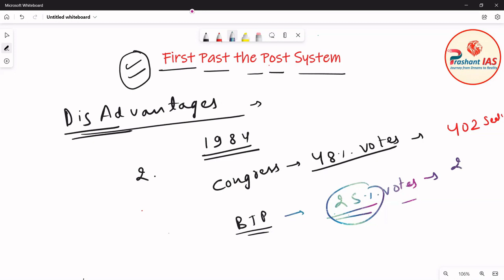Now what does it mean? Here Congress has over 74% seats with only 48% votes, and BJP with 25% votes has only 2 seats.